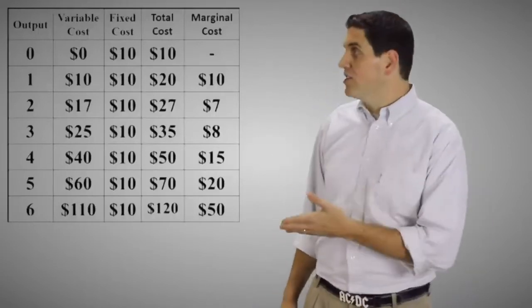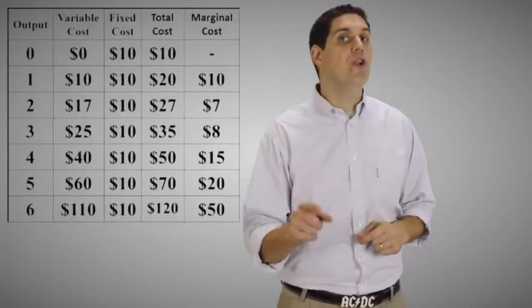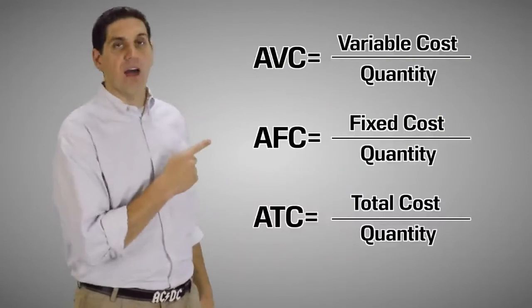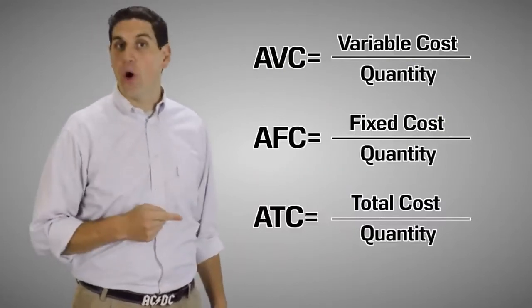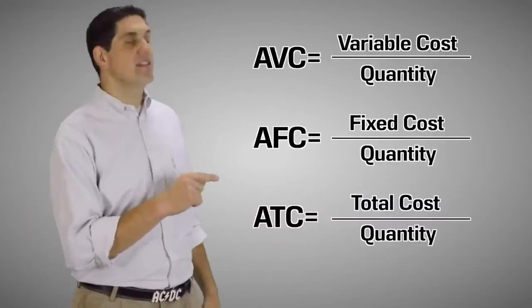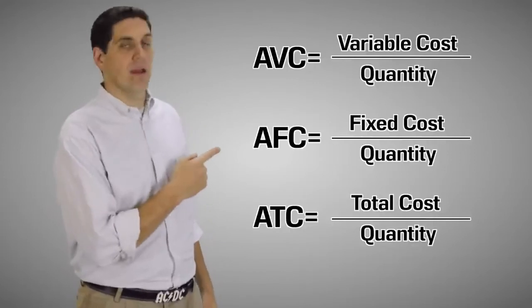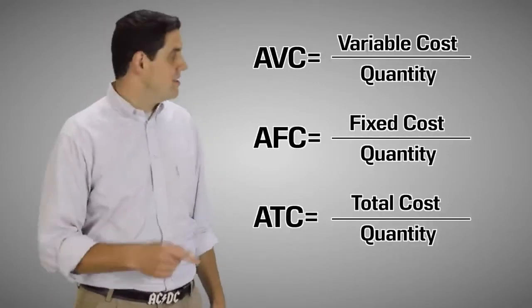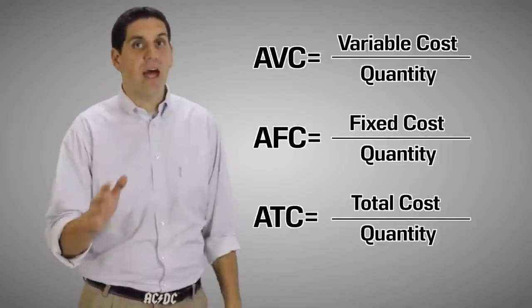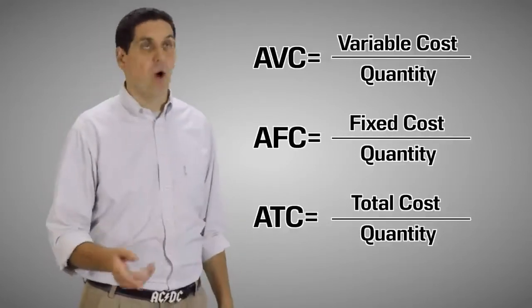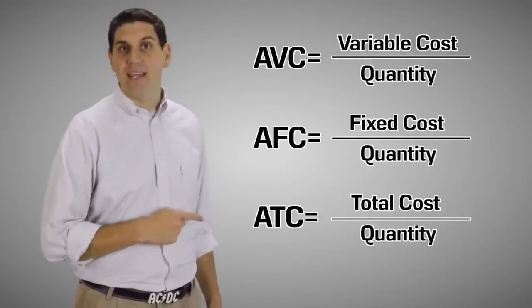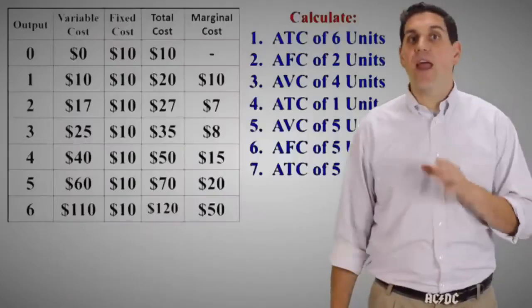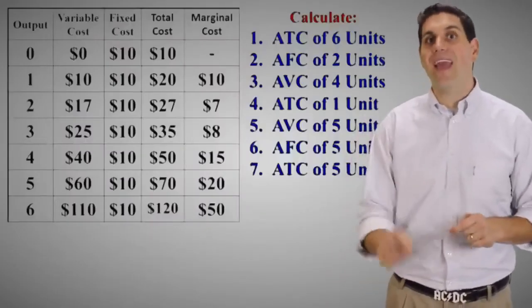Now that you can calculate these costs, let's calculate the per unit costs. There's average variable cost, average fixed cost, and average total cost. The average variable cost is the total variable cost divided by the quantity. Average fixed cost is the fixed cost divided by the quantity. And the average total cost is the total cost divided by the quantity. Most of the time when you see these, you're going to see them by the acronym. So AVC, AFC, and ATC. Get used to that. Now let's go see if you can actually use those equations and calculate the average cost curves.